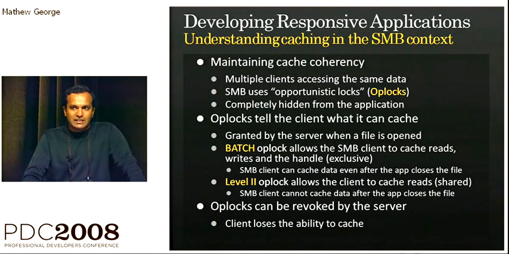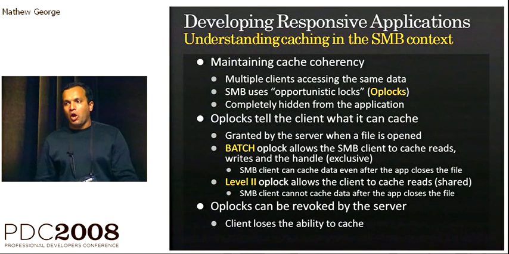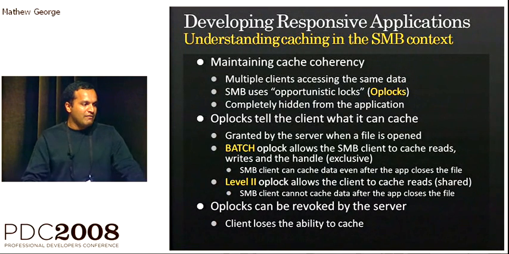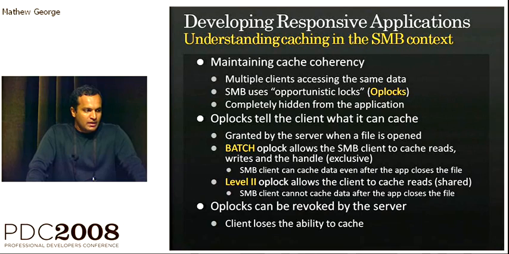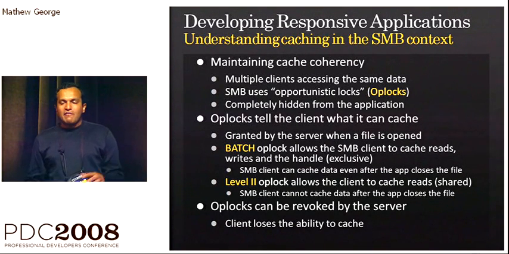And the second level of caching which we have is level 2. This basically grants the client the ability to cache reads. And this is shared because as long as everybody is reading the data, a lot of clients, a lot of handles can have a level 2 op lock. The key deficiency with the level 2 op lock is that it does not allow handle caching.